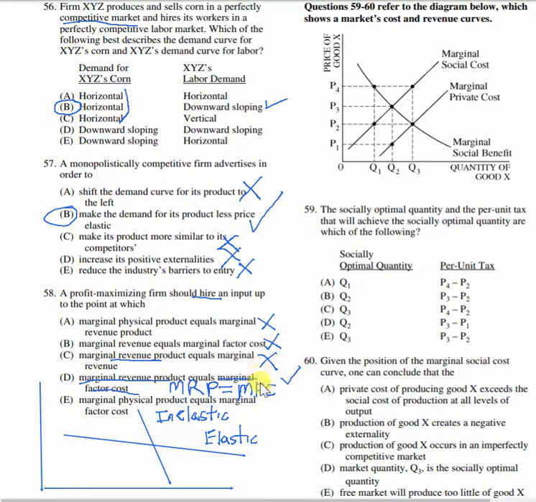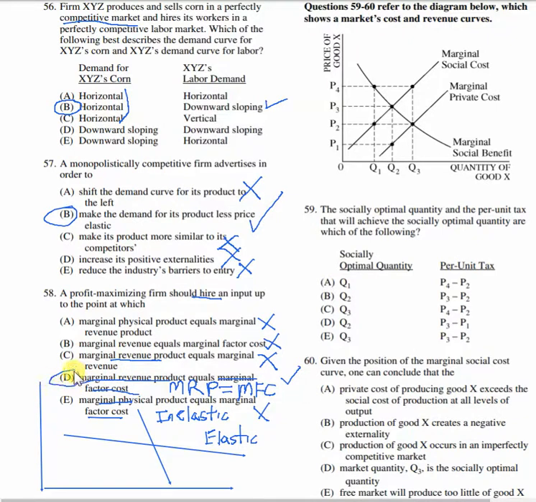And finally, E, marginal physical product equals marginal factor cost. Again, this is now physical product, like we saw up in A, to factor cost, which is not correct because you want to take a look at marginal revenue product to the factor cost, so that one is not correct. So for this problem, the answer here is D.